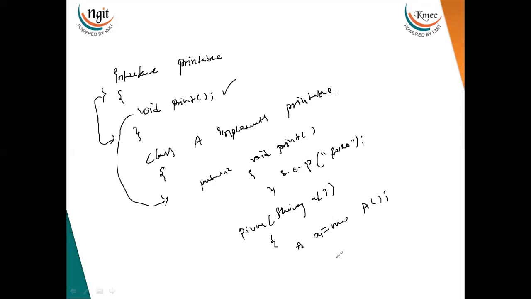Now, after this, you can directly call the method by using that object. So A1 dot which method? The print method, you can call it. This is how we are going to use interfaces in our program, right?